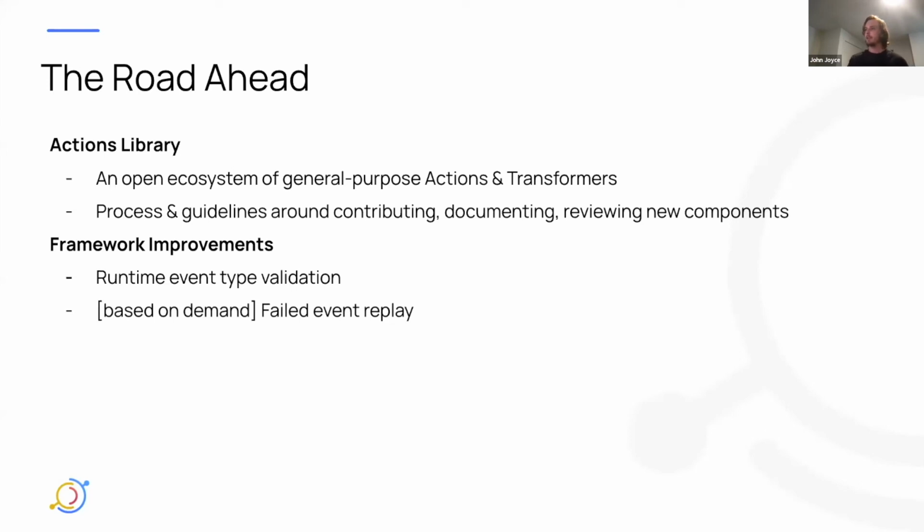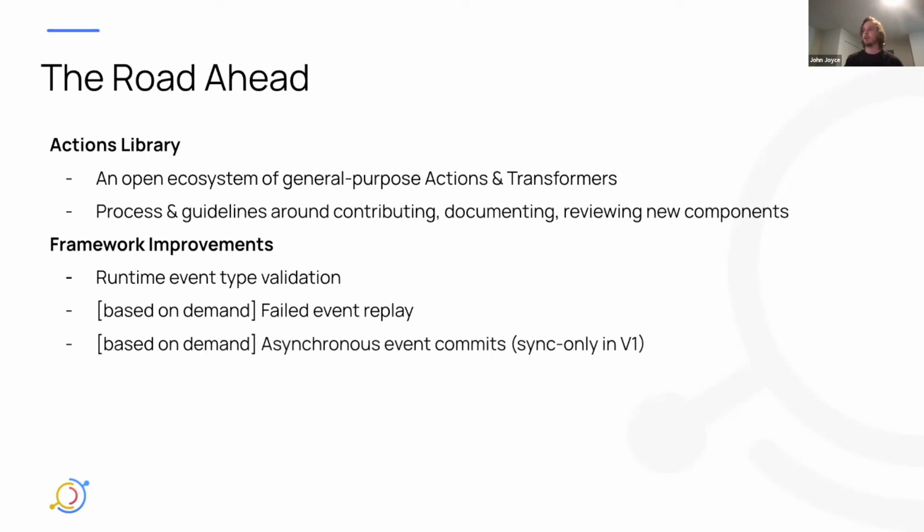Failed event replay. Currently we log the events to a failed events file, but we don't have a mechanism yet to load that file and replay it through the entire action pipeline. Asynchronous event commits. Currently we support synchronous ACKing after an action has actually processed an event, which is conducive to Kafka. And more filter types, so being able to filter by a regex pattern or something more dynamic than a simple exact match.